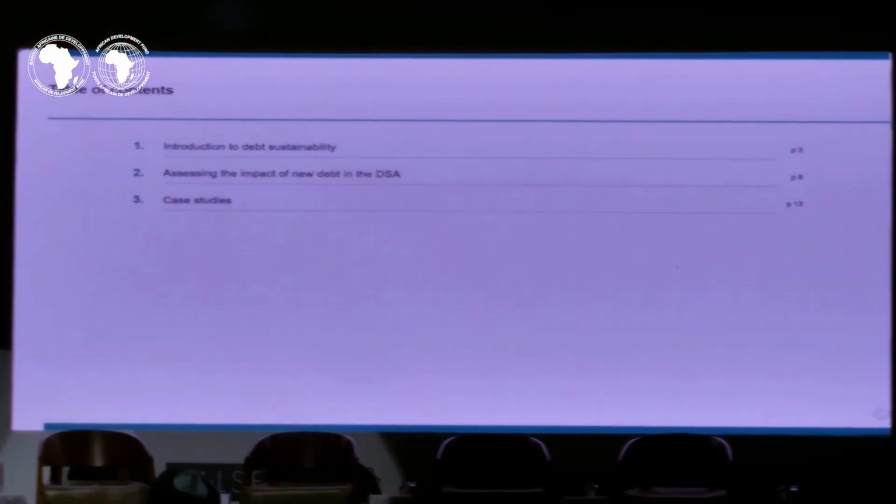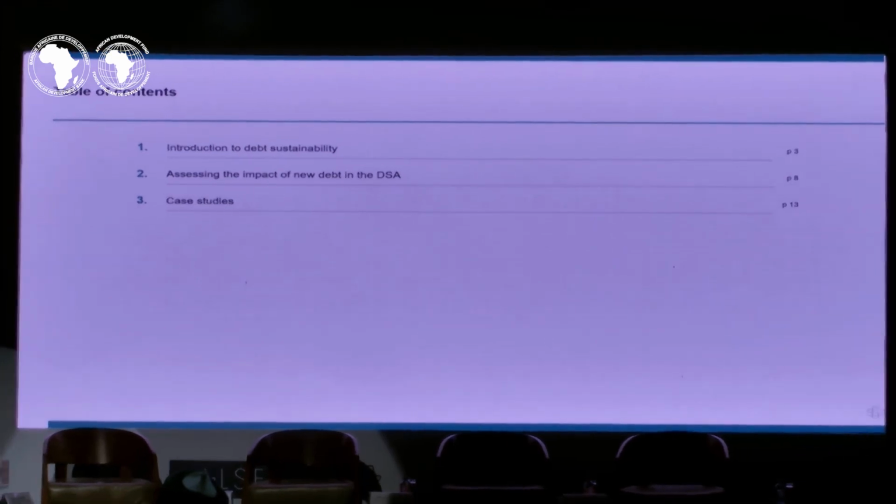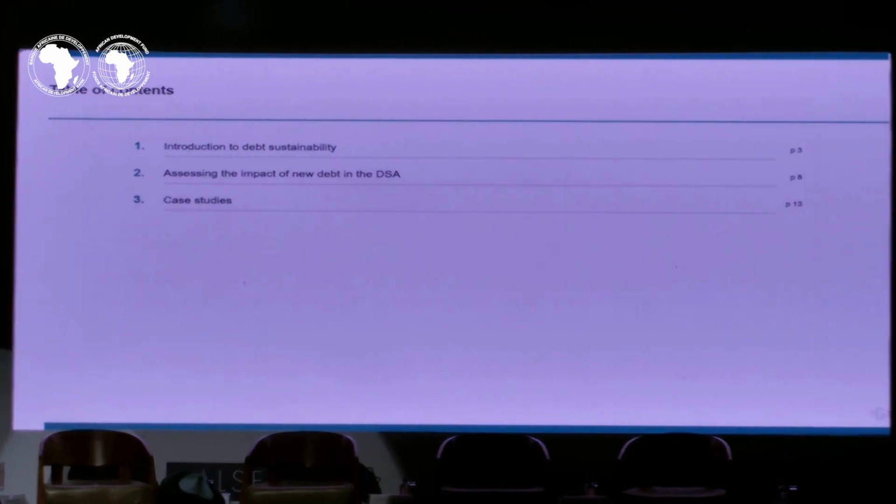First, we will go through the concept of debt sustainability, and why it matters. Second, we will see how to assess new debt using the debt sustainability analysis, also known as the DSA. And finally, we will go through two case studies that demonstrate the practical applications of the DSA. So let us begin with the concept of debt sustainability.